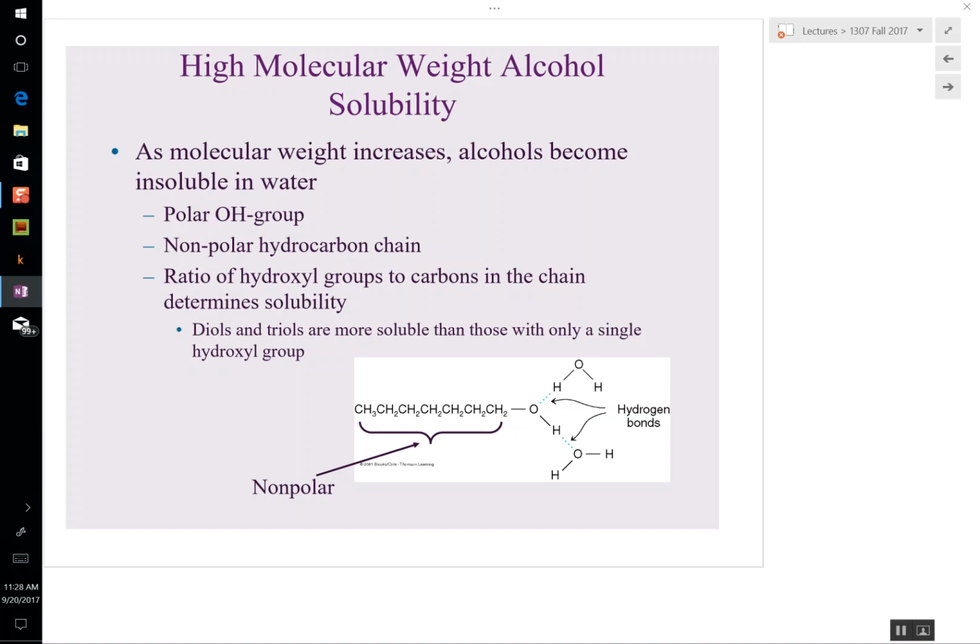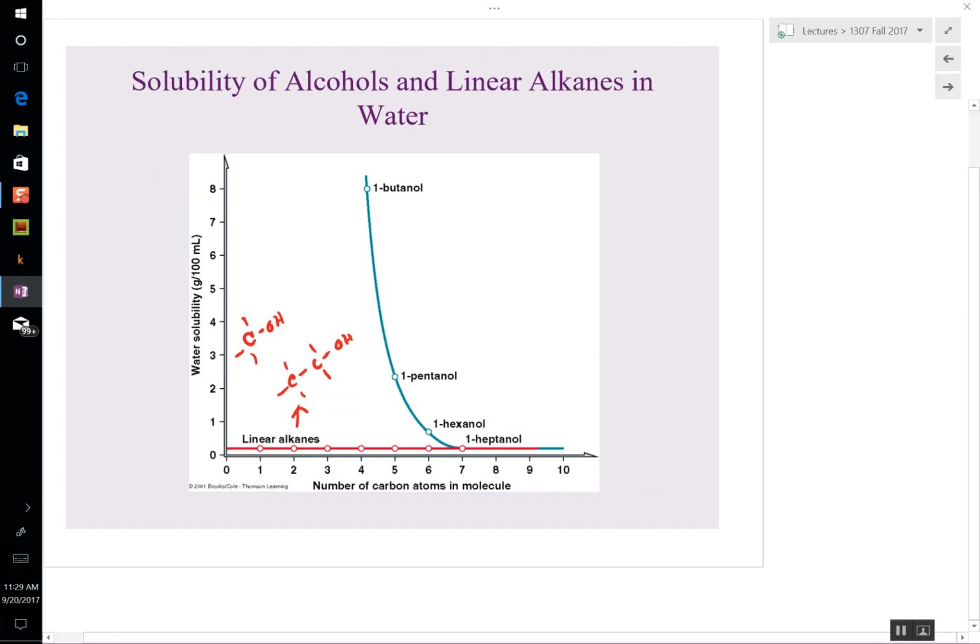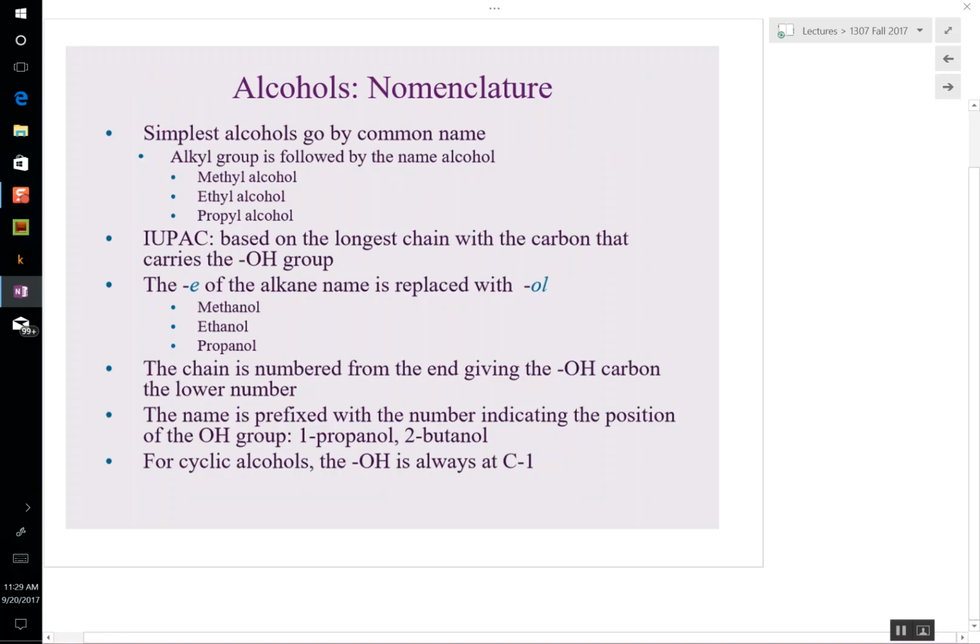Follow me? So that's why I said, in general, alcohols are soluble in water, but it needs to be qualified. You need to ask yourself the question, how big is the tail on that alcohol? And as that tail gets larger, the solubility goes down. By the time you get to 7 carbons, you can't tell much difference between an alcohol and an alkane. All right, so that's the significance of that chart. Come back and look at that and just wrap your mind around that some more.